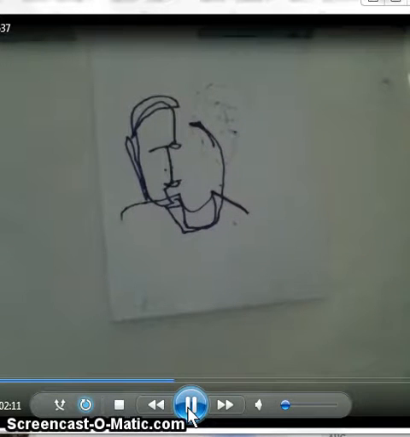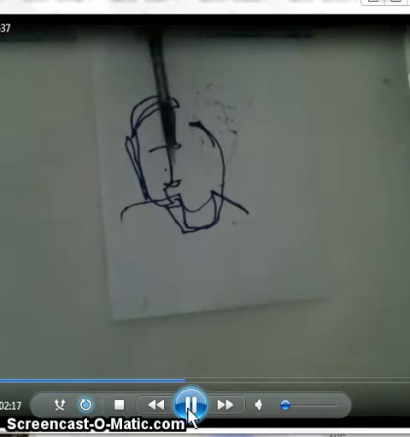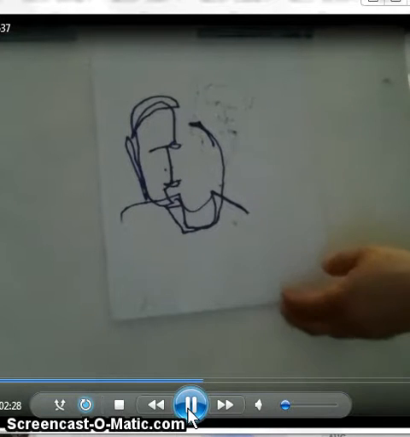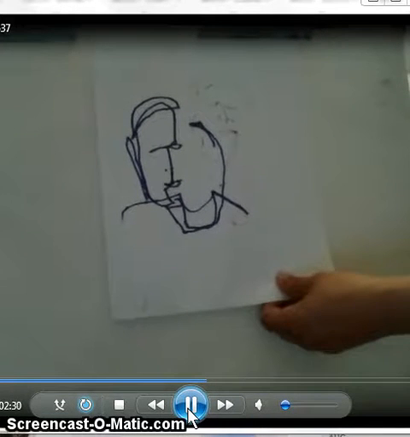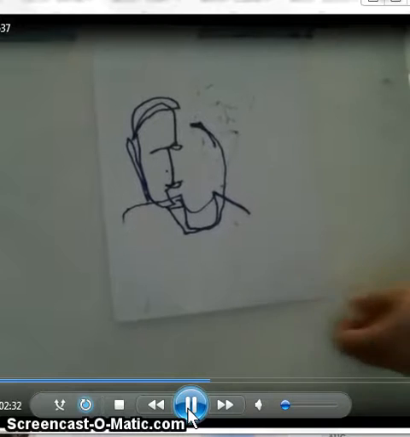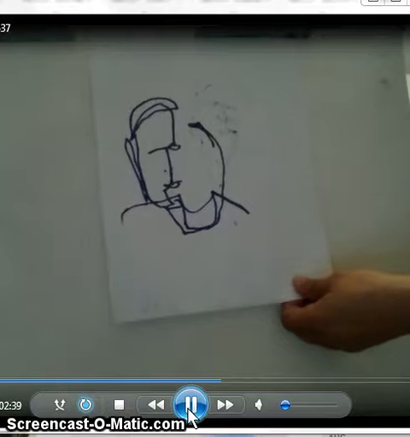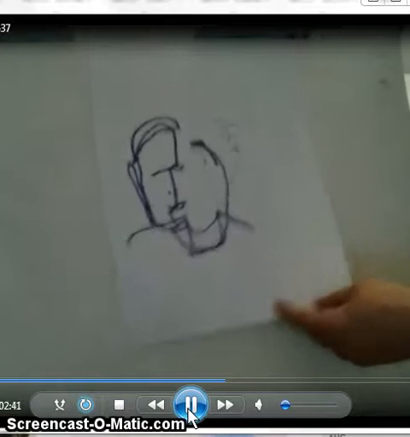So here I'm finished. It looks nothing like my subject, but you get the idea. I'm not looking at the paper, I'm looking at the actual object, or my person that I'm drawing. So it's the same idea, contour drawing, a continuous line. You do not pick up your pen. So you will be doing 3 blind contour drawings, as well as the 3 contour drawings.